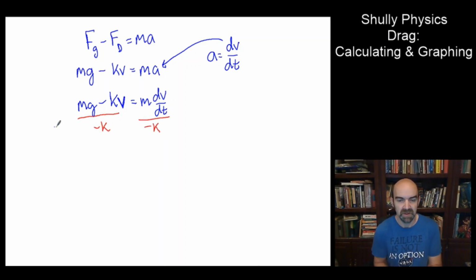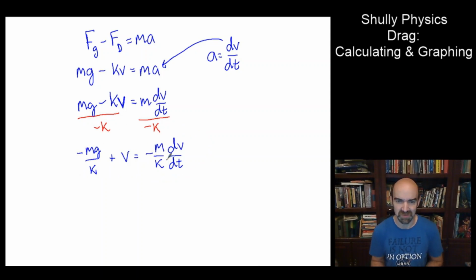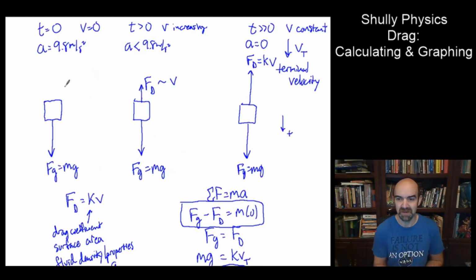All right. When we do that, we're going to end up with a negative mg over k from dividing this term. When we divide this term, we're going to have a plus v. That's the purpose of dividing by negative k. And over here, we're going to have a negative m over k dv dt. Okay, it looks like I unsimplified it a little bit. There's now an m over k in two terms. What's up with that? I don't know if you recognize this little term over here, and if you don't, just take a look back.